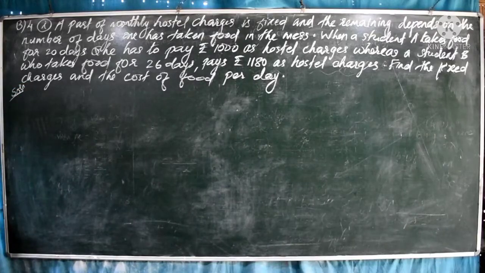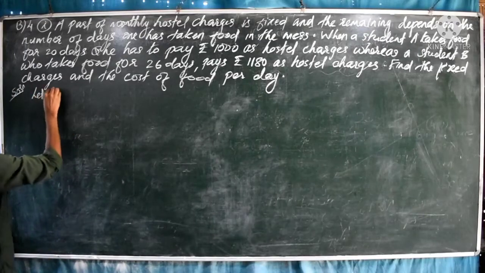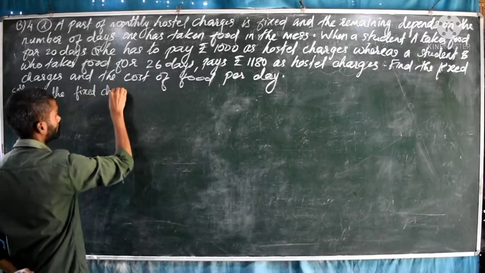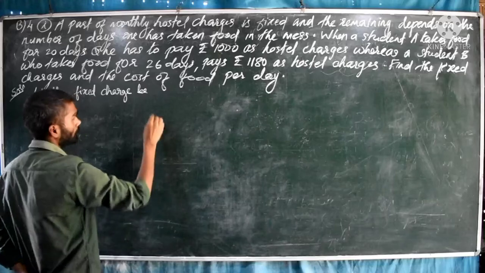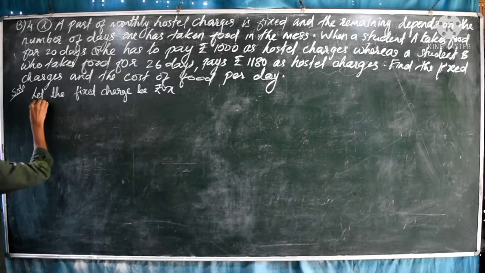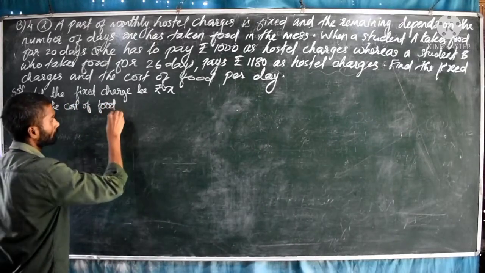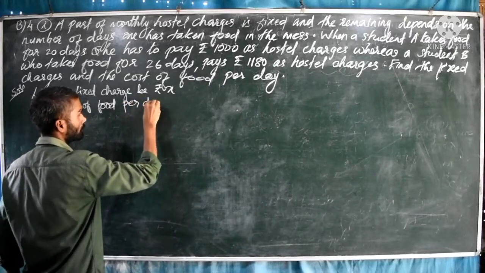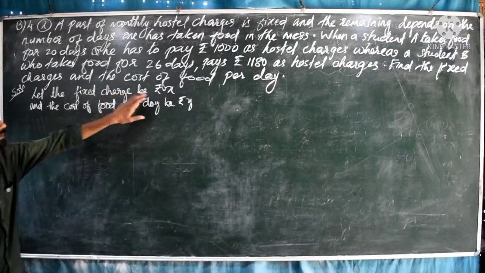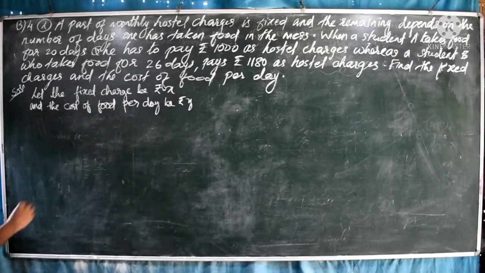So what we are asked to find, we will take it as X and Y. Let the fixed charge be rupees X, and the cost of food per day be rupees Y. We are taking the fixed charge as rupees X, and the cost of food per day as rupees Y. Now according to the question we will proceed.